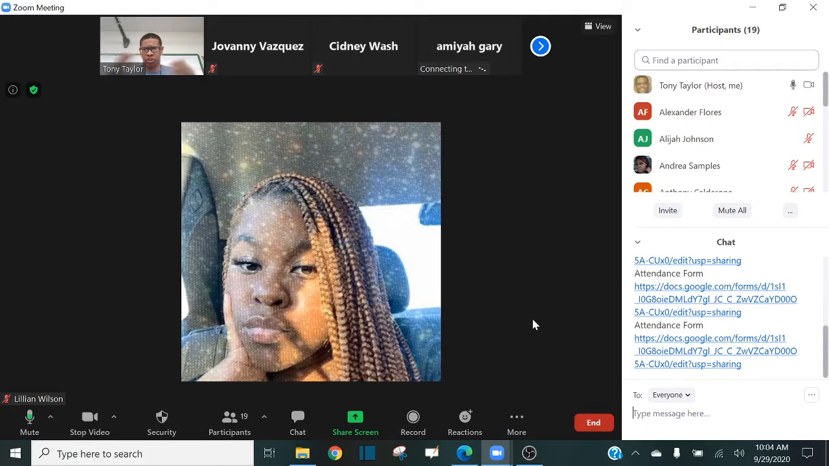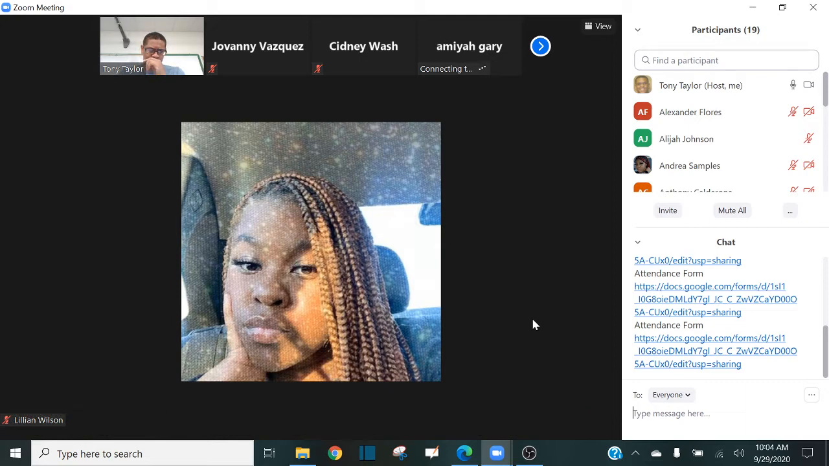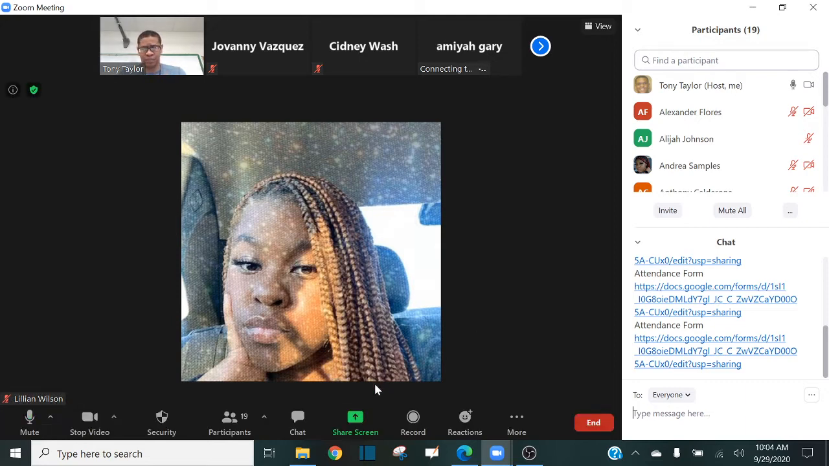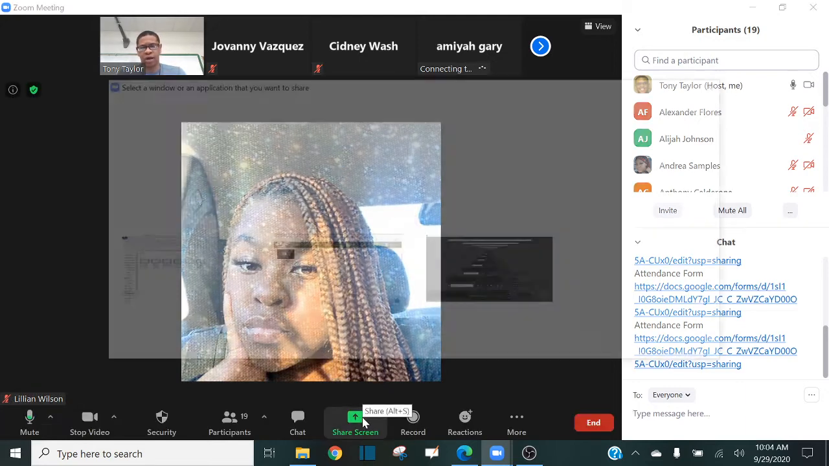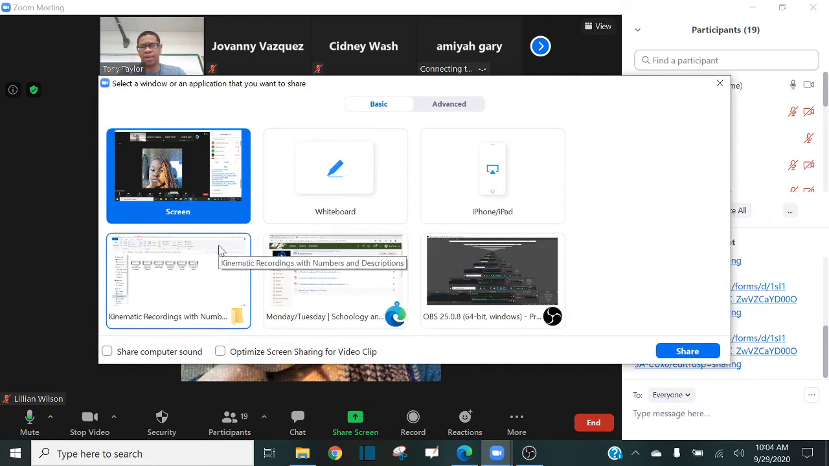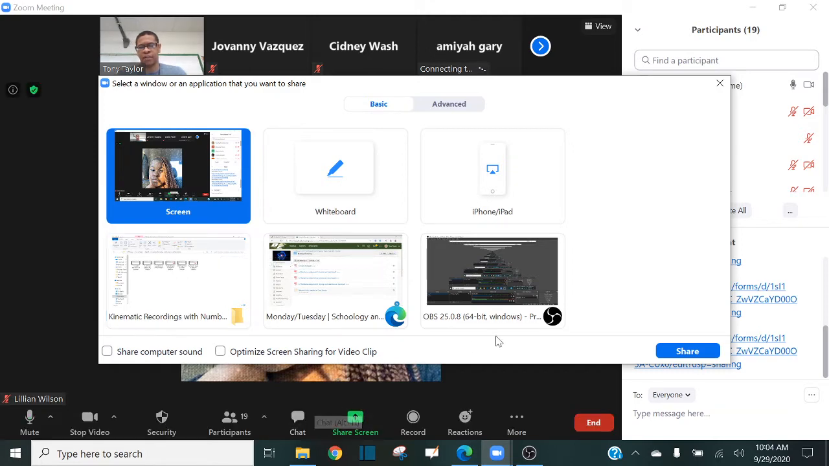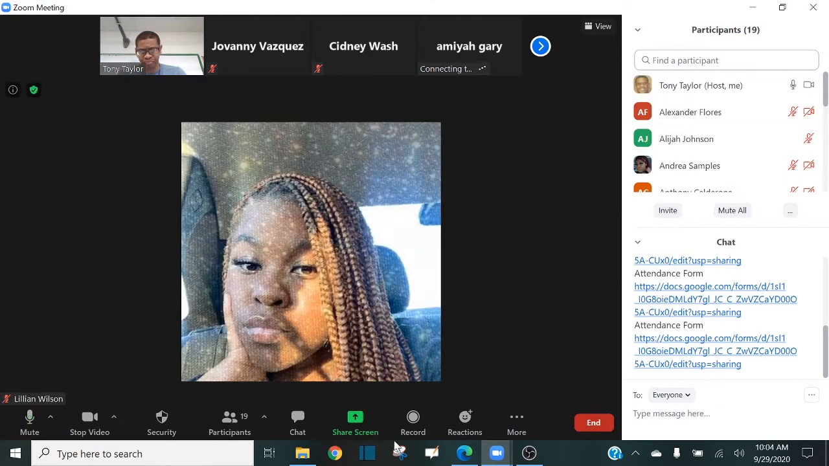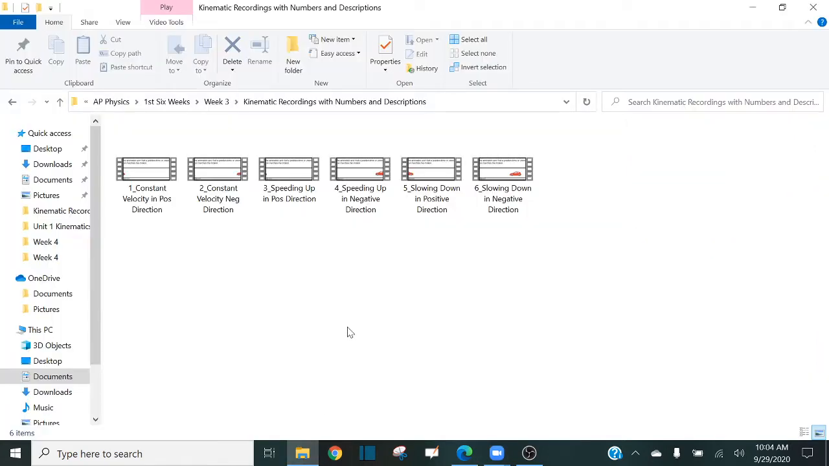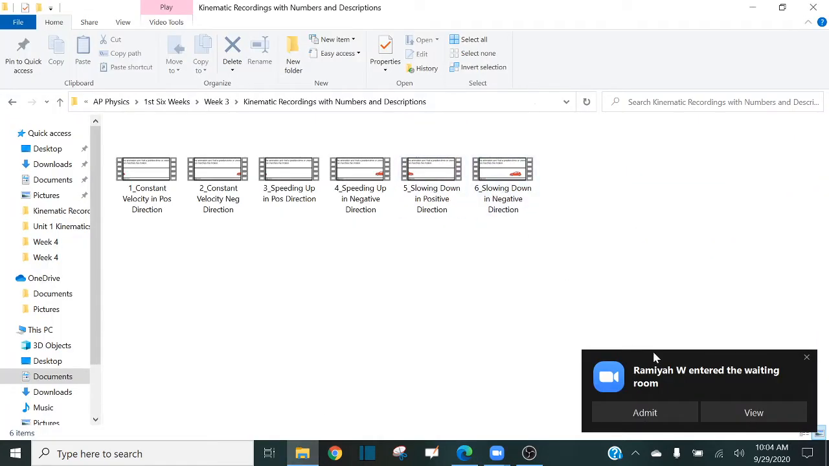Okay, so I want to start by briefly reviewing what we talked about last week. Last week, we talked about ways of describing an object's motion in terms of the sign of its velocity and the sign of its acceleration. So we looked at several examples.